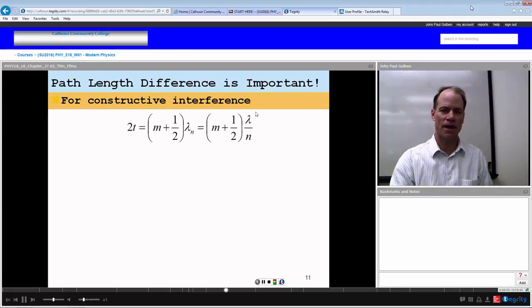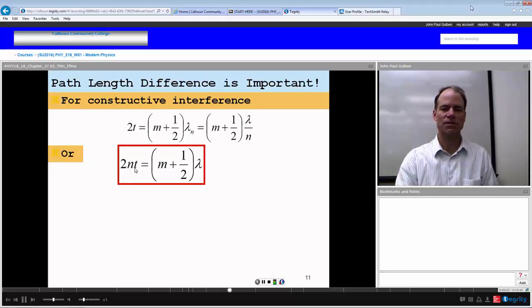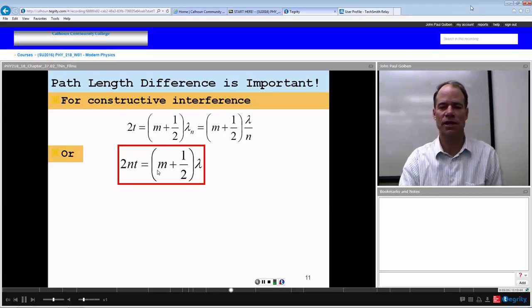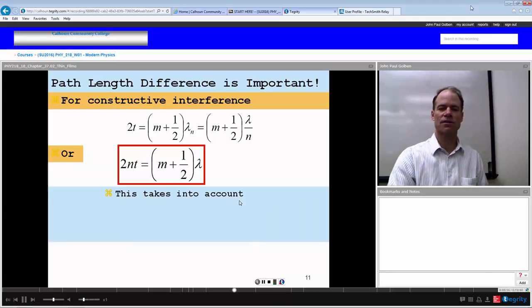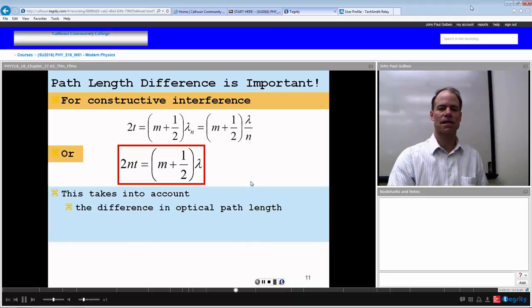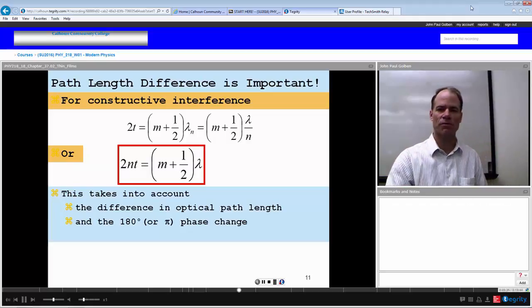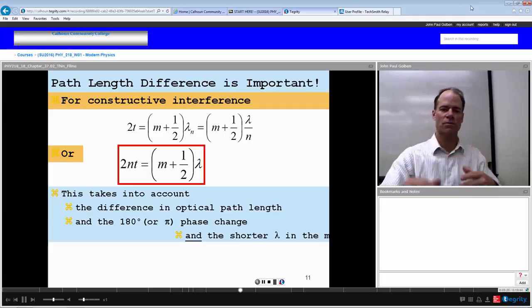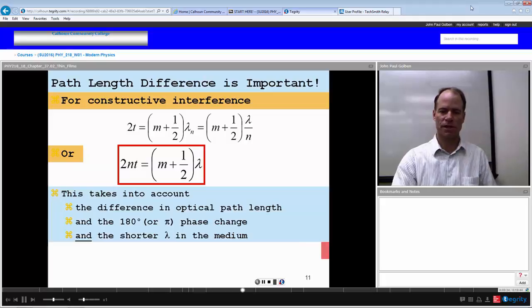Lambda divided by n is our wavelength within the medium. So this translates to 2 times the index of refraction of the medium times the thickness is equal to an integral number m plus 1/2 times the wavelength of light in a vacuum. That will give us constructive interference. This takes into account everything: the difference in optical path length, the 180 degree, pi, phase change for a thin bubble film, which is surrounded by air on both sides, and the shorter wavelength occurring within the bubble film itself.